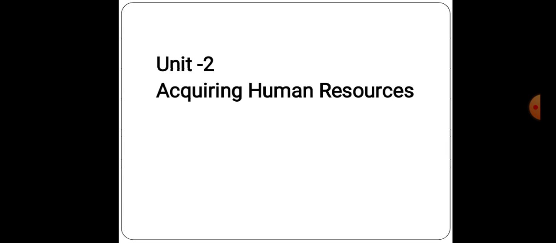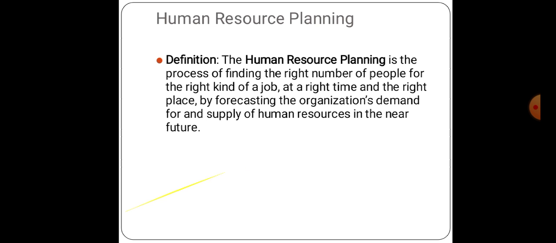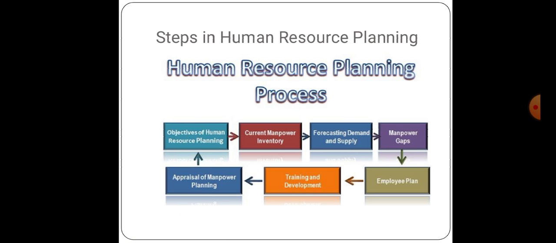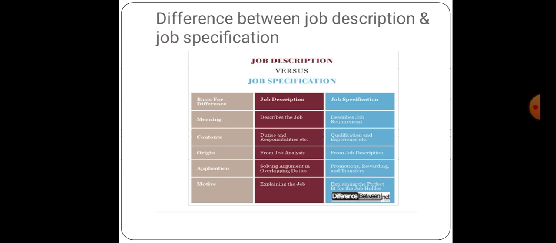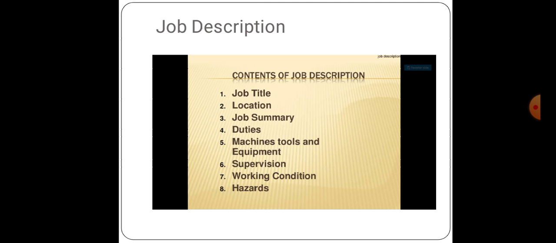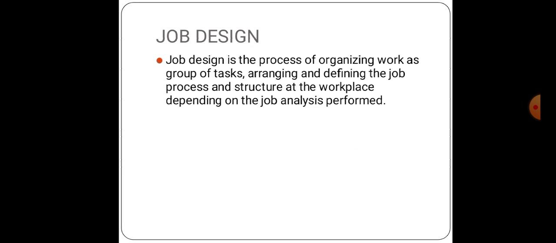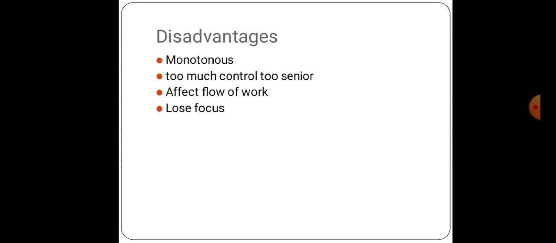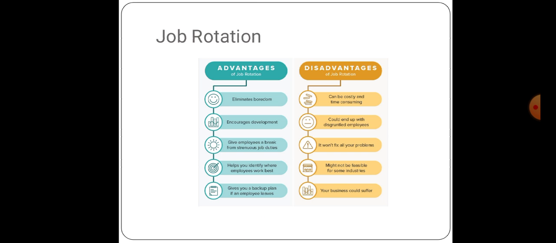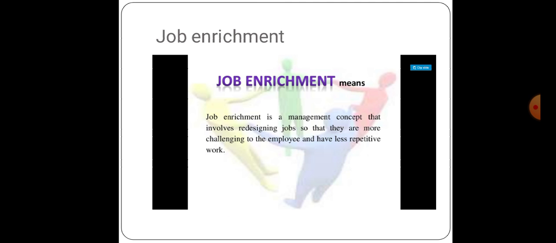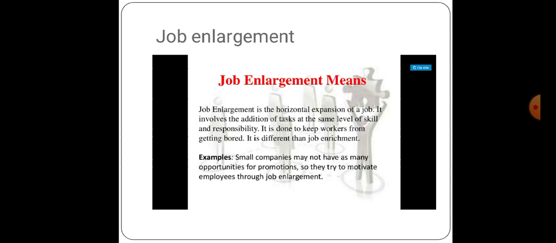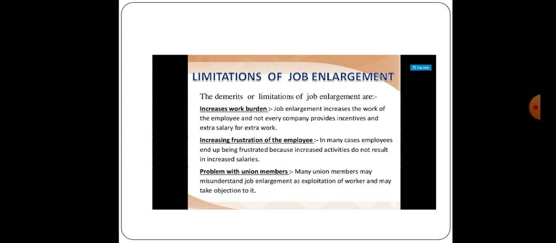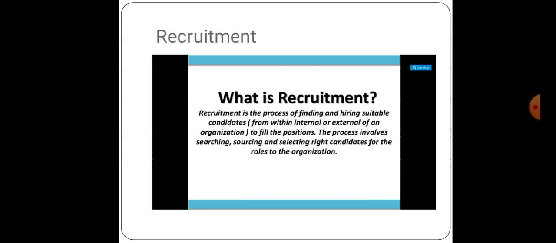Unit 2 is all about acquiring of human resources, where we have discussed many important aspects of it. We have discussed what is human resource planning, we have discussed tips in that, we have discussed job analysis, and the difference between job description and specification. We have discussed contents of it, and then also job design, advantages, disadvantages, and different methods of job design. We have also studied what is job rotation, enrichment, enlargement, its advantages, its limitations, and also the difference between those two.